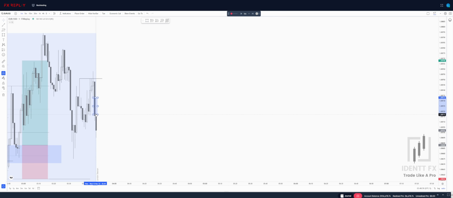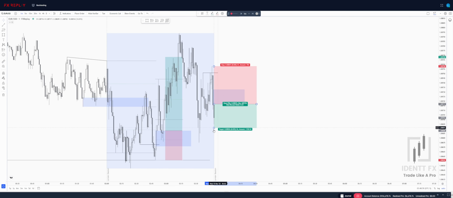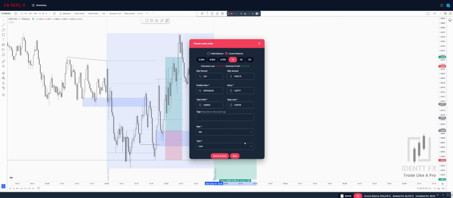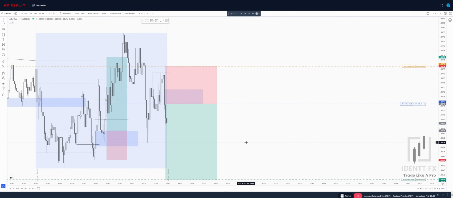So let us take a trade off of the fair value gap that we have right here. Place an order short, cover the high. And as for our target, a solid 2R, and I will manage risk as soon as we take out any of these lows. I will likely manage my stop loss at a logical level.